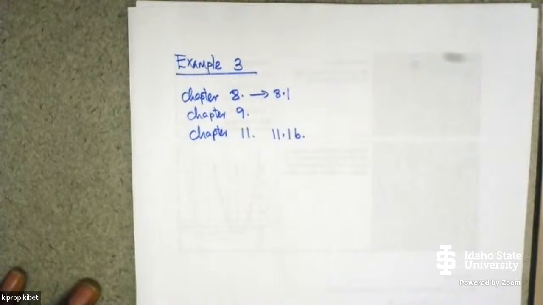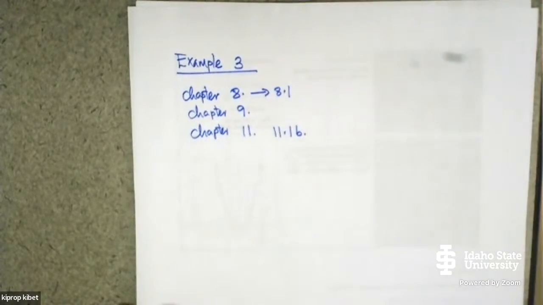Okay, now let's look at the review. Let's start from the review of test 3, which will start from chapter 8, section 8.1. We did 8.1, we did 8.2, 8.3, 8.5, and 8.4 and 8.6, up to 8.8.